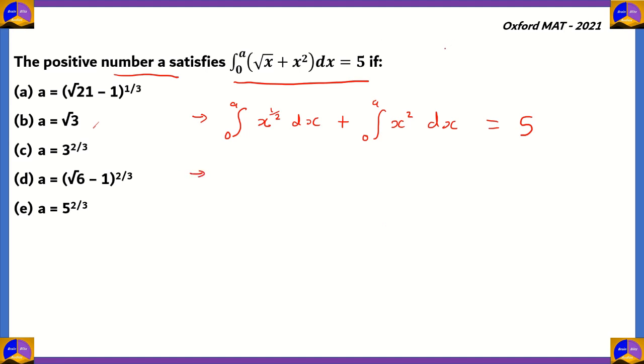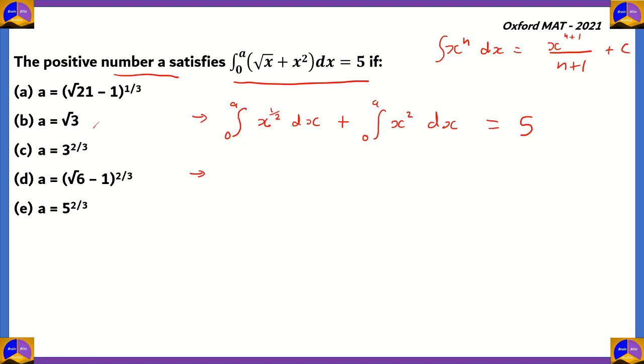Now, if you've learned integration, then integral x raised to n dx is actually equal to x raised to n plus 1 over n plus 1. And if you're doing actual integration, then you need to add a constant c to it, but we don't have to do it here. So what we're going to do is we're going to use this particular formula in order to solve both integration steps.